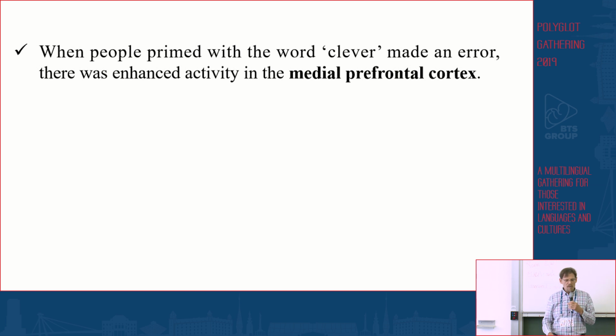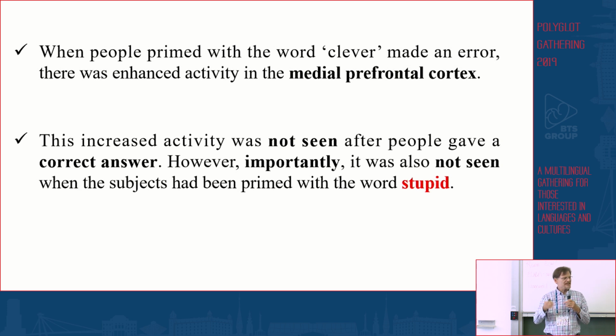So when people primed with the word clever made an error, and this is a very important part, there was enhanced activity in the medial prefrontal cortex. Okay? So what's important here is that something is going on in the brain when they make an error. This increased activity was not seen after people gave a correct answer. It only happens when you give a wrong answer. And importantly, it was not seen when the subjects thought they were stupid. They don't have this activity going on in the brain when they make a mistake.